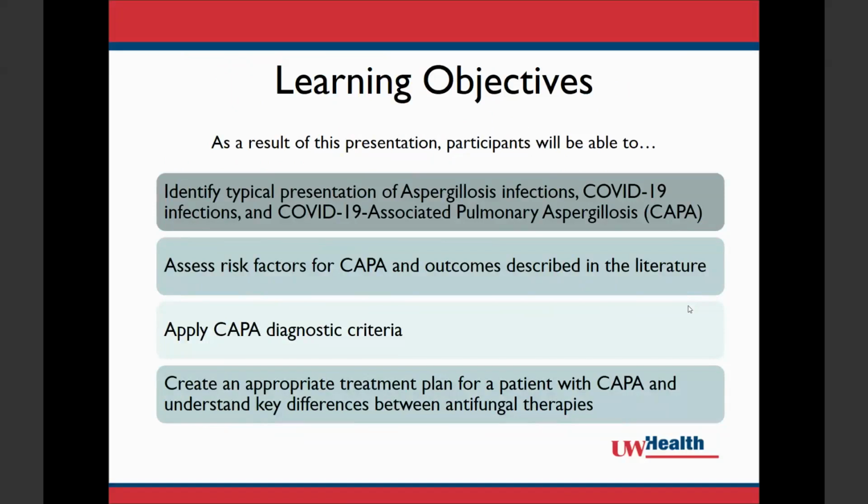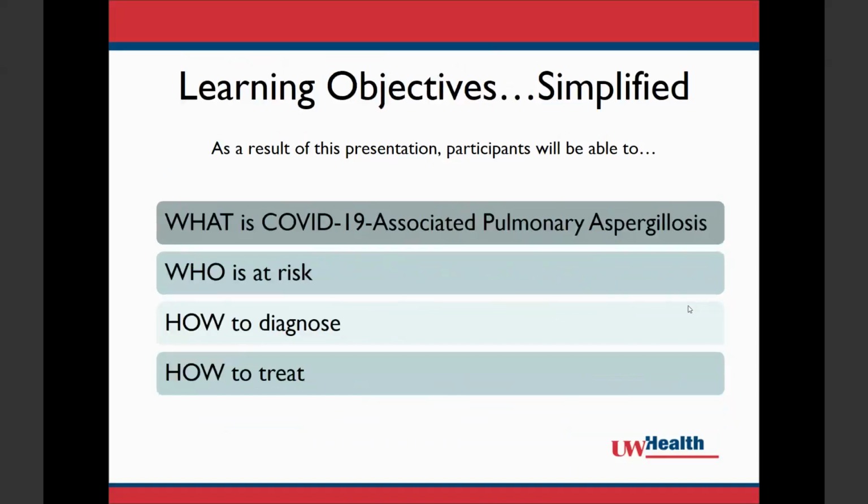Next, I hope you can assess risk factors for CAPA and some of the outcomes described in the literature. And then hopefully you'll be able to apply CAPA diagnostic criteria. And lastly, I hope you can create an appropriate treatment plan for a patient with CAPA and understand some key differences between antifungal therapies. So that's a lot of words, but really simplified learning objectives: I hope you can understand what is CAPA, who's at risk of CAPA, how can we diagnose it, and how can we treat it.